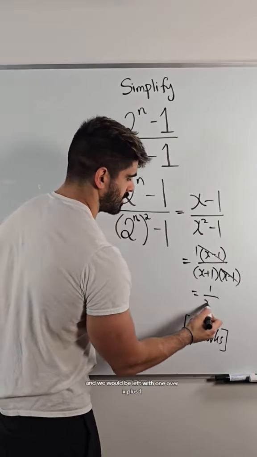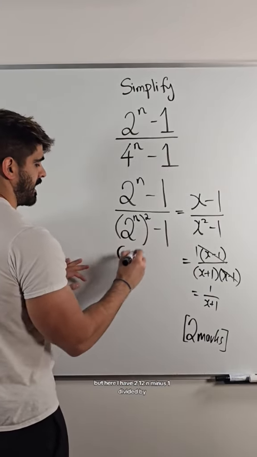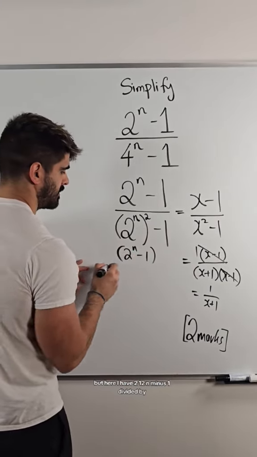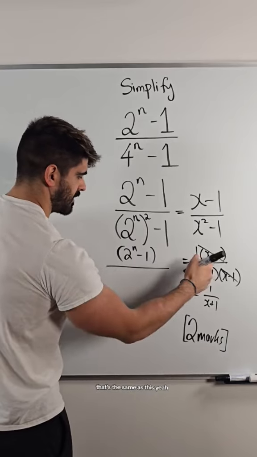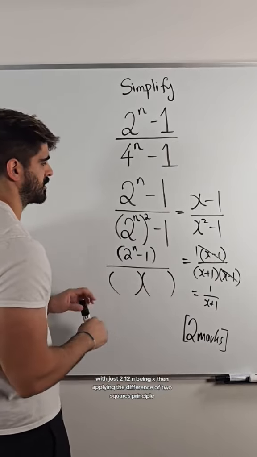So this is just guidance in terms of what's going on. We just need to represent it here. So I'm basically just copying and pasting. But here I have 2 to the power of n minus 1 divided by, so that's the same as this, with just 2 to the power of n being x. Then applying the difference of 2 squares principle.